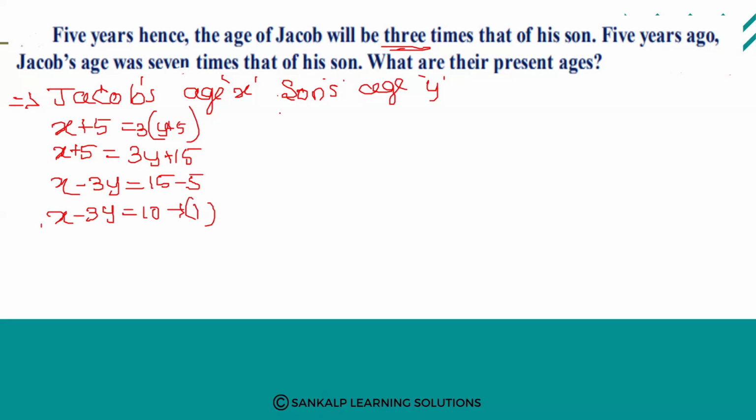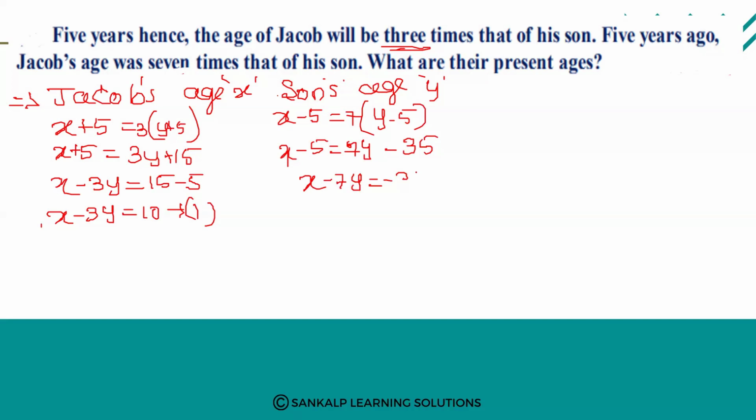Now 5 years ago means x minus 5 and y minus 5. 5 years ago, Jacob's age was 7 times that of his son. So x minus 5 is equal to 7y minus 35. Here also transfer the 7y to this side: x minus 7y is equal to minus 35 plus 5. So x minus 7y is equal to minus 30. Call this equation number 2.